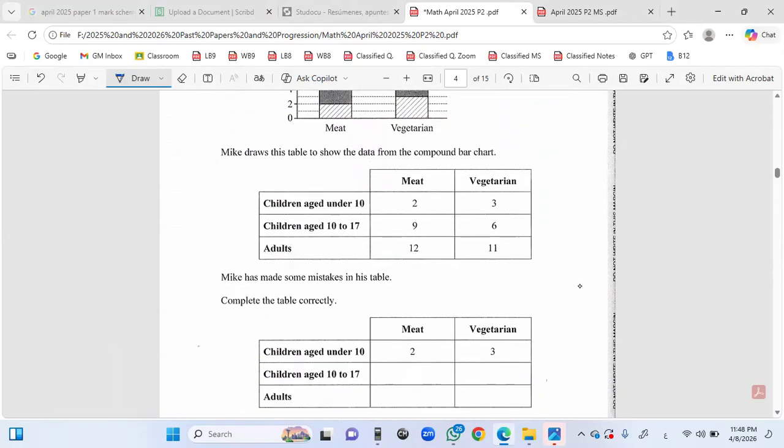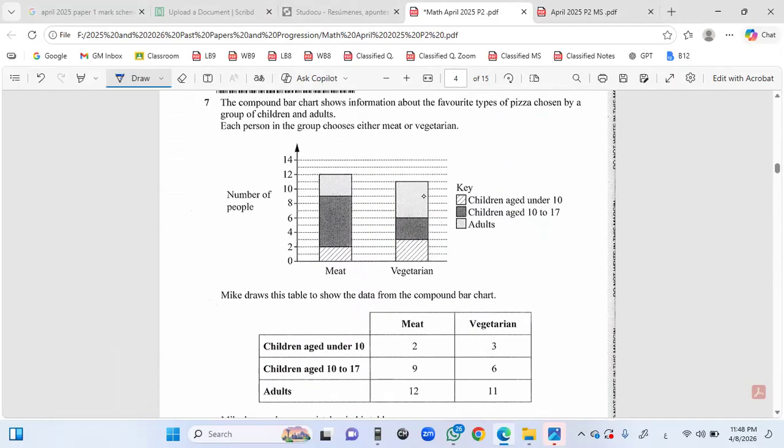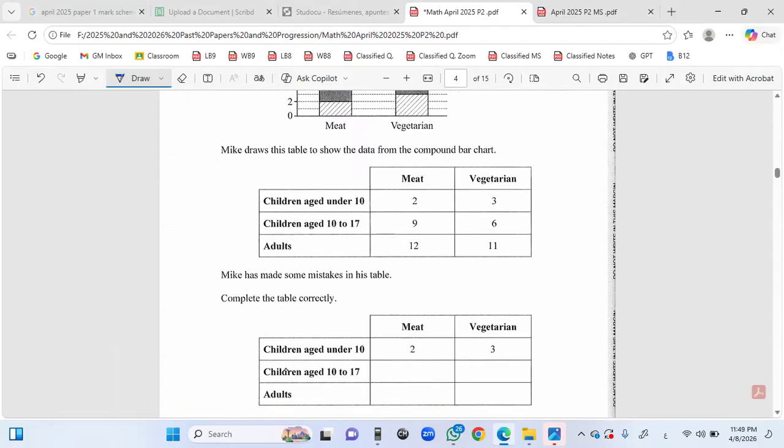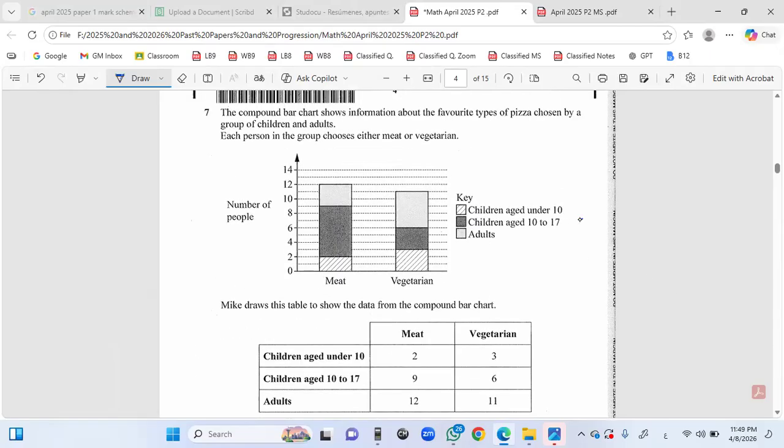Here they want you to complete this table. They're saying children aged 10 to 17. If you notice over here, children aged under 10 is this striped square, children aged 10 to 17 is this dark gray, and the light gray is the adults. So they want children aged 10 to 17 for meat and for vegetarian. Age 10 to 17 is the dark gray, this one and this one as well.